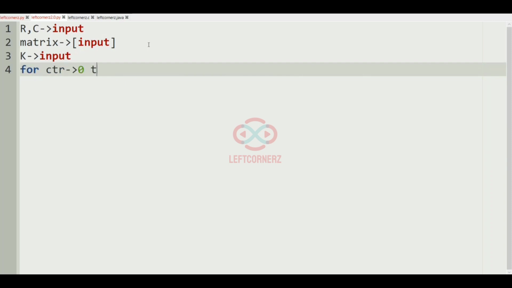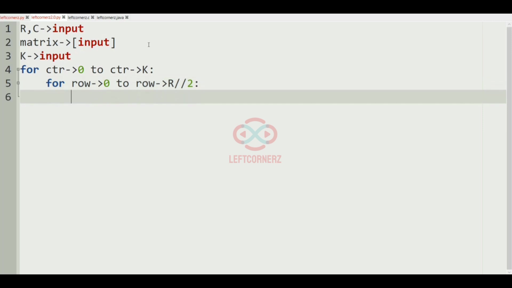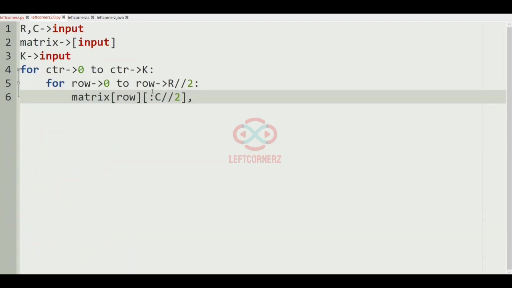Now we'll iterate from ctr 0 to ctr K, and in that iteration we'll again iterate from row 0 to row R double slash 2. In this iteration we'll have the matrix of row, colon C by 2, which will represent the half, that is only this one, and we'll have the matrix of row, the other half, that is C by 2 onwards.